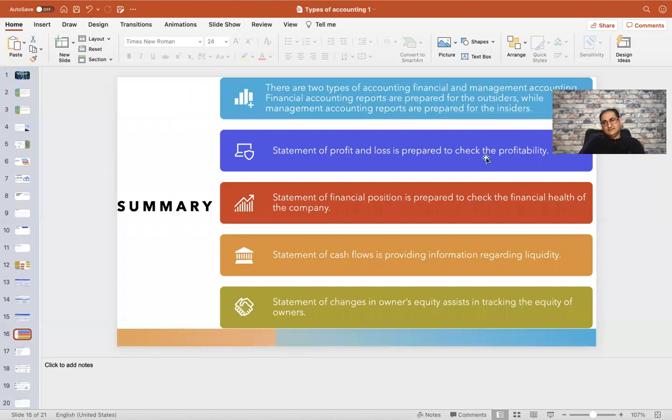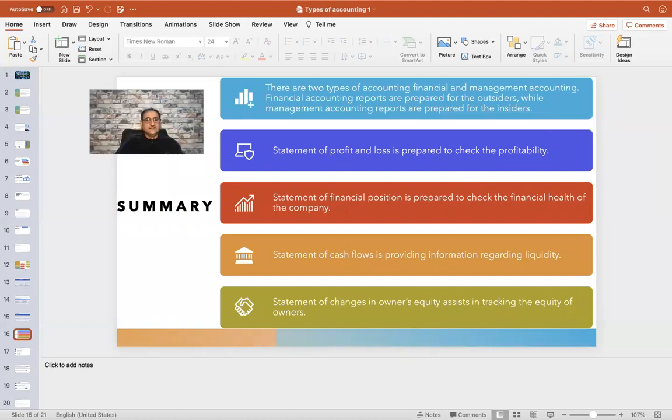Okay, after that, it's a summary of today's session. So we know that accounting is divided into two types: financial accounting and management accounting. Financial accounting reports are prepared for the outsiders, while management accounting reports are prepared for the managers. It is mandatory for a public limited company to prepare a full set of financial statements. That full set consists of the statement of profit and loss, which is also known as income statement, and it is prepared to check the profitability.